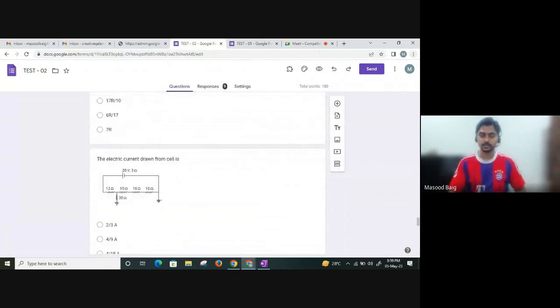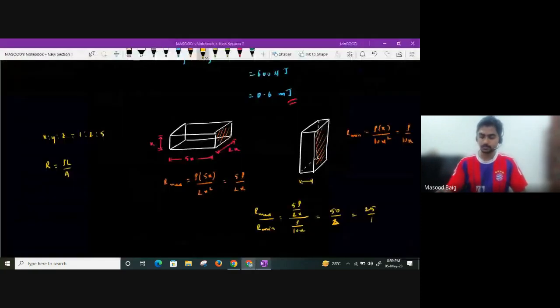Electric current drawn from the cell, they are asking. Okay, this also I have explained the other day, I guess. 12, 10, 10, 10, 30 is given.